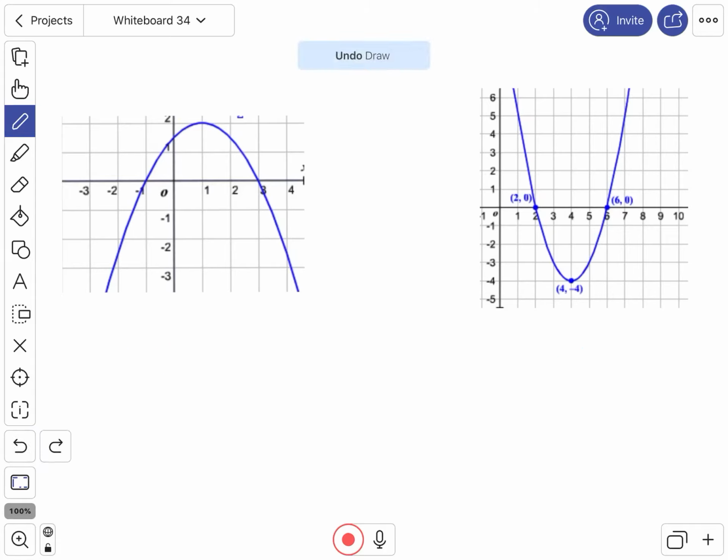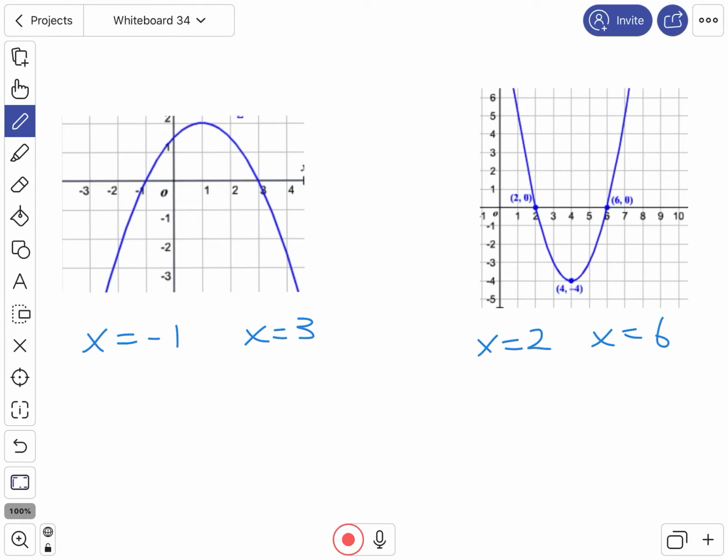Right, so how we go about doing this is we take a look and we take out the roots. If I'm looking at this first question on the left, I know that the roots are where it cuts the x-axis, so where it crosses the x-axis. So I know one of the roots is going to be x equals minus 1, and then the other root is going to be 3. On this one on the right-hand side, I know that x is going to equal 2, and I know x is going to equal 6.